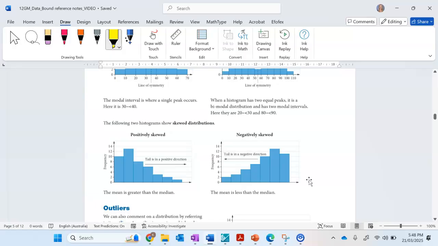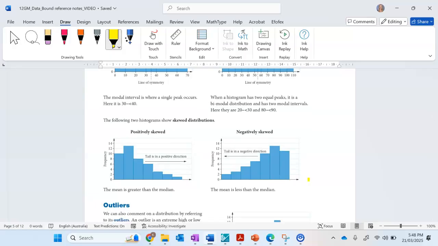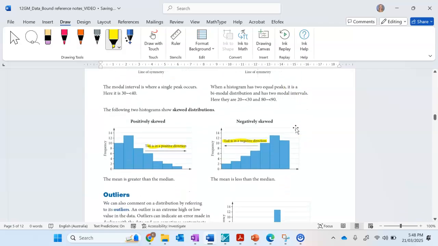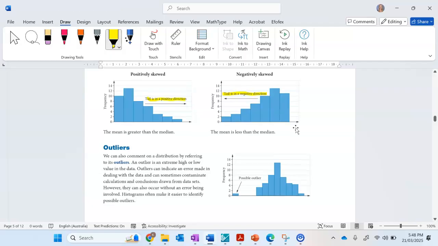And then we've got the skewed distribution. Positively skewed just means your tail is skewed in the positive direction, and negatively skewed means it's skewed in the negative direction. So these should definitely be in your bound reference, so you can refer to them when it asks you for the shape of the distribution, which it often does, either for a histogram or for a box plot. When we get to box plots, you'll see that.